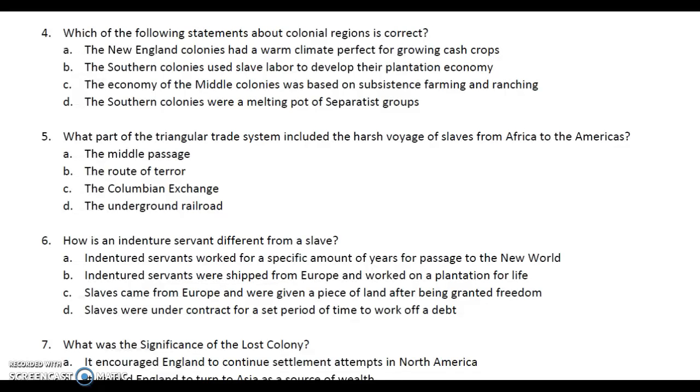Number 6. How is an indentured servant different from a slave? A. Indentured servants worked for a specific amount of years for passage to the New World. B. Indentured servants were shipped from Europe and worked on a plantation for life. C. Slaves came from Europe and were given a piece of land after being granted freedom. D. Slaves were under contract for a set period of time to work off a debt.